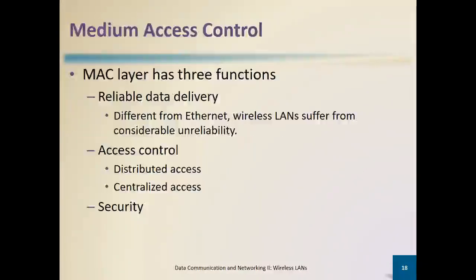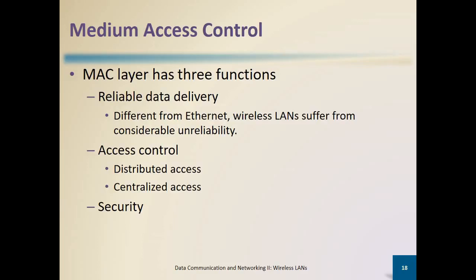Layers of data delivery. So we're looking at different Ethernet and wireless LAN, suffering from considerable unreliability. But MAC in general was designed to address that particular issue within wireless LAN. So issues of unreliability at the Ethernet and wireless LAN level were well addressed within the reliable data delivery systems of the wireless LANs.